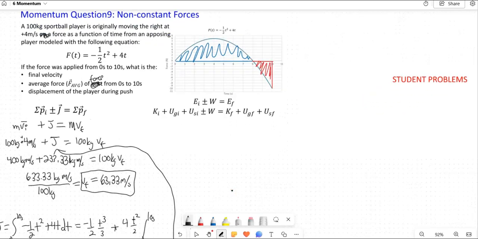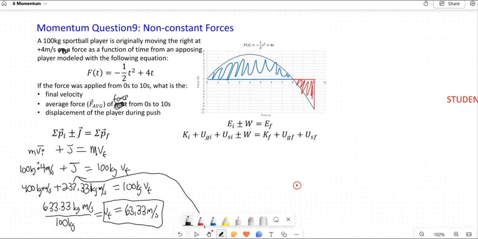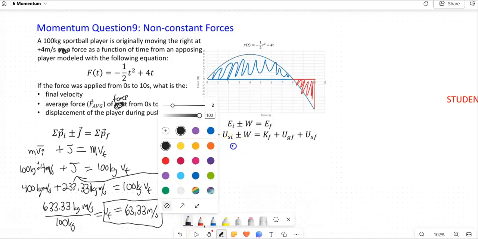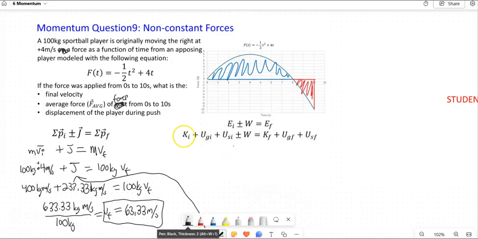Okay, so now let's go ahead and figure out the displacement during the shove. Okay, so this player is on the ground. He's just moving in the x direction. So they have an initial kinetic energy. Their potential energy isn't changing. They do have a final kinetic energy, but their potential energy isn't changing. So we have an initial kinetic energy plus work is going to be equal to our final kinetic energy.